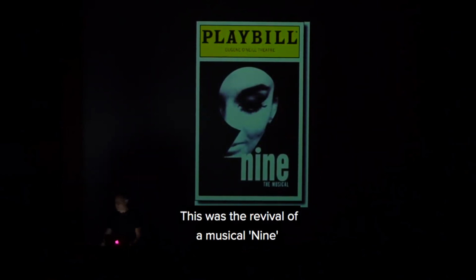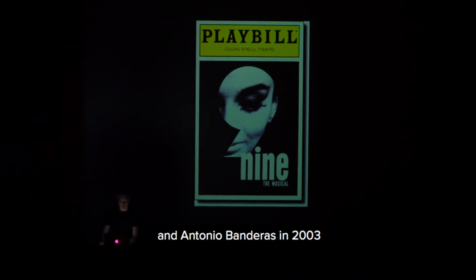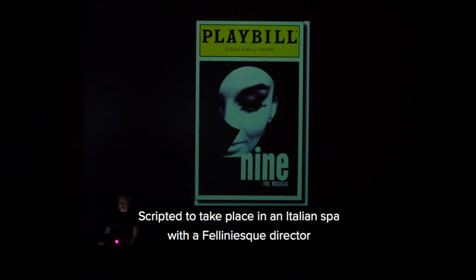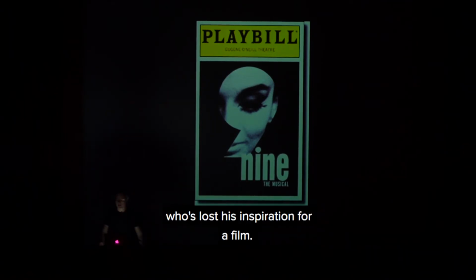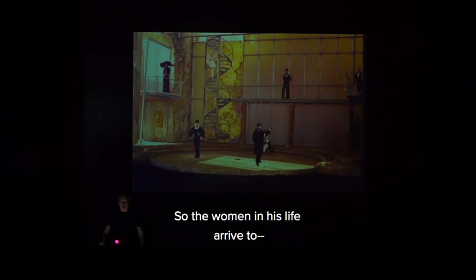This was a revival of a musical, 9, that I did with Chita Rivera and Jane Krakowski and Antonio Banderas in 2003. That's scripted to take place in an Italian spa with a Fellini-esque director who's lost his inspiration for a film. So the women in his life try to inspire him to finish this movie.